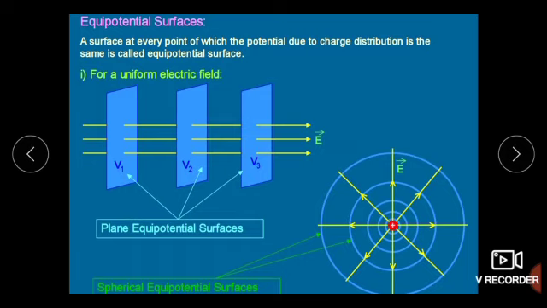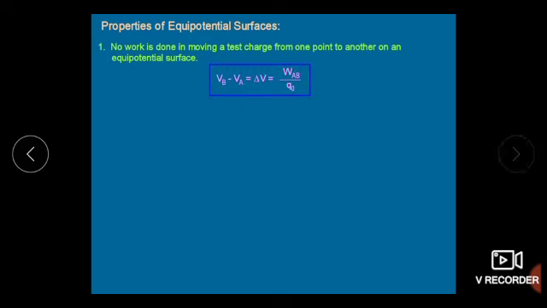So now these are the surfaces, and the work done between any 2 points. Suppose you want to move a point charge of any magnitude between any 2 points on an equipotential surface: the work done is 0. Why? Because those 2 points have the same potential, so the work difference between those 2 points is 0. So if you move a charge along the equipotential surface, the work done is 0. So these are a few properties.